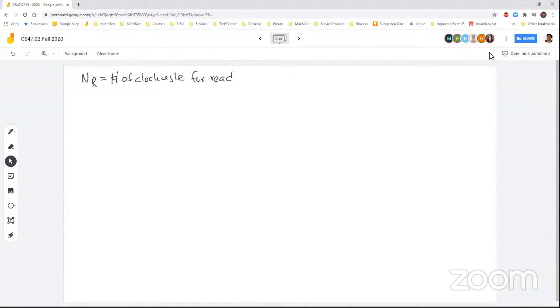So let's say the number of clock cycles for the read and the number of clock cycles for the write.